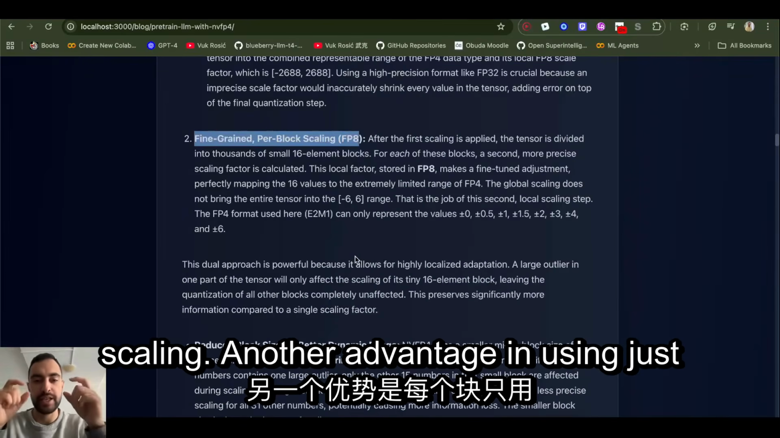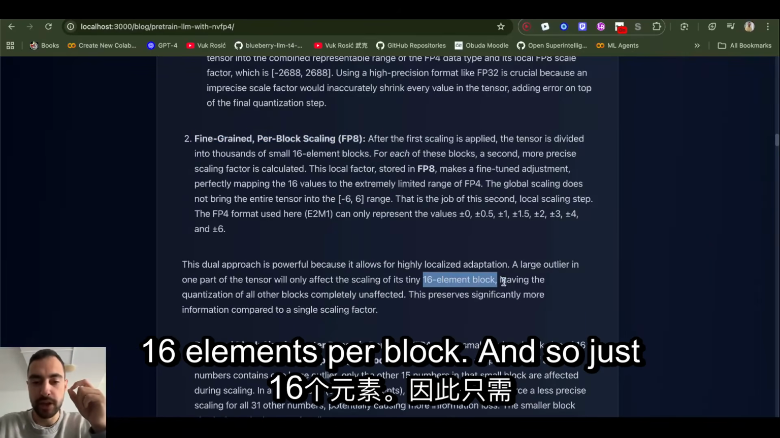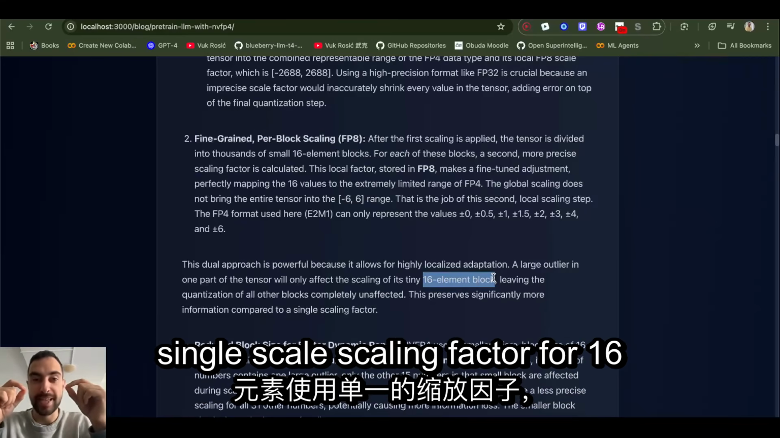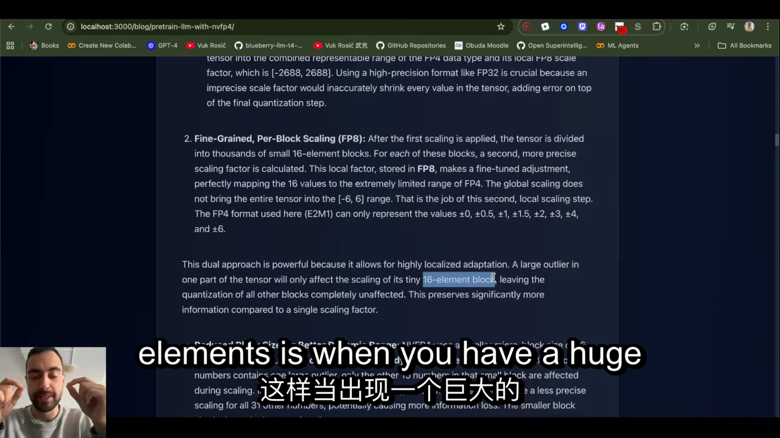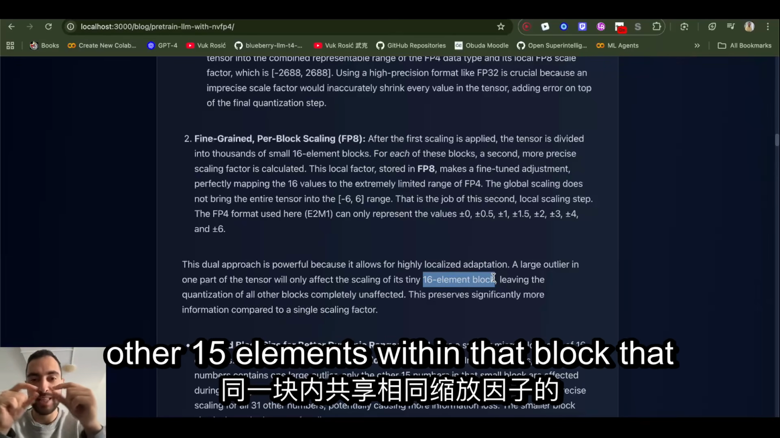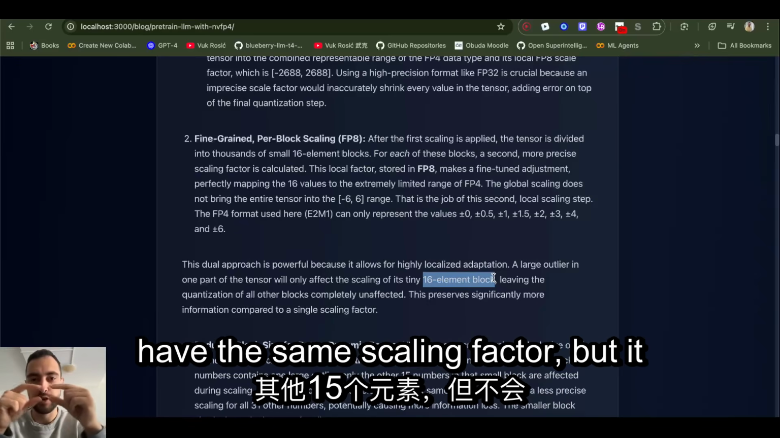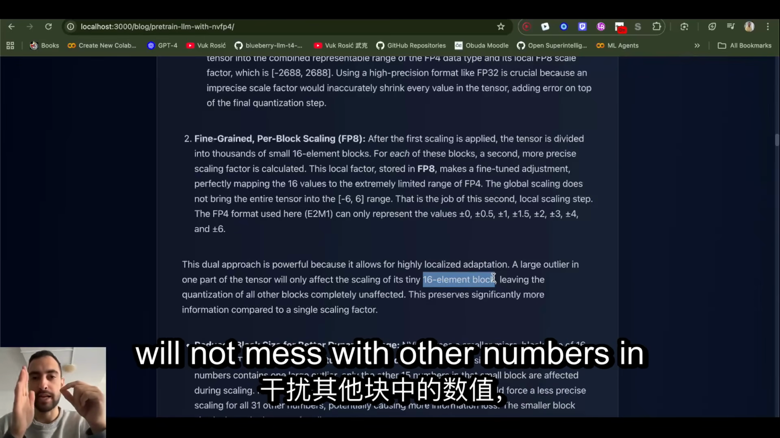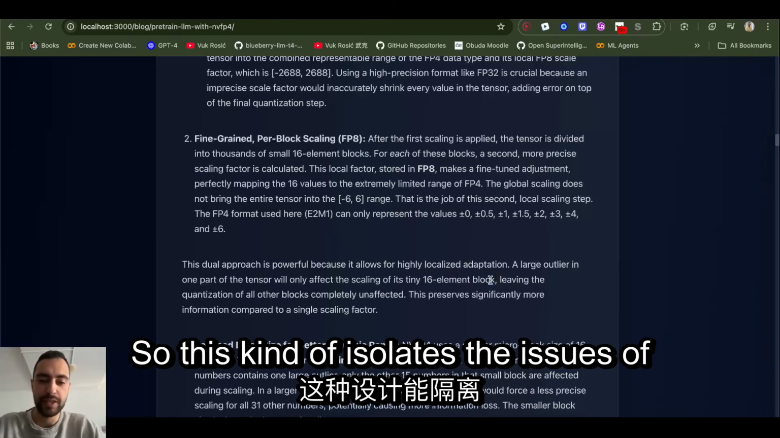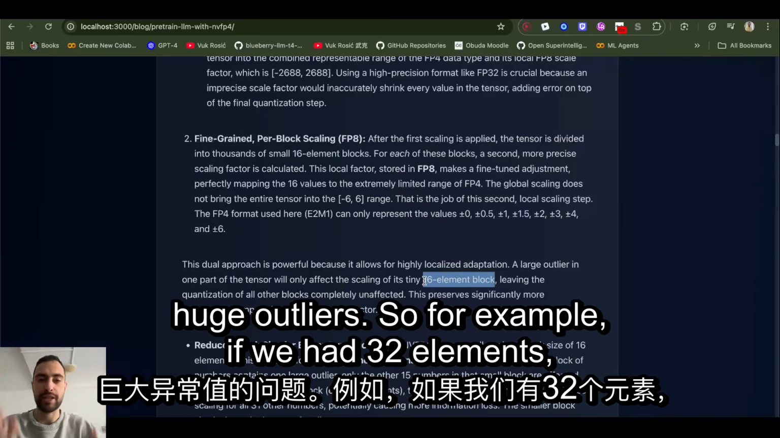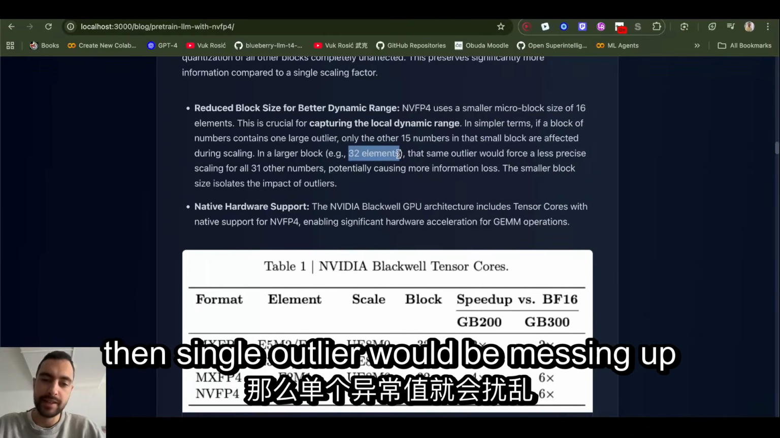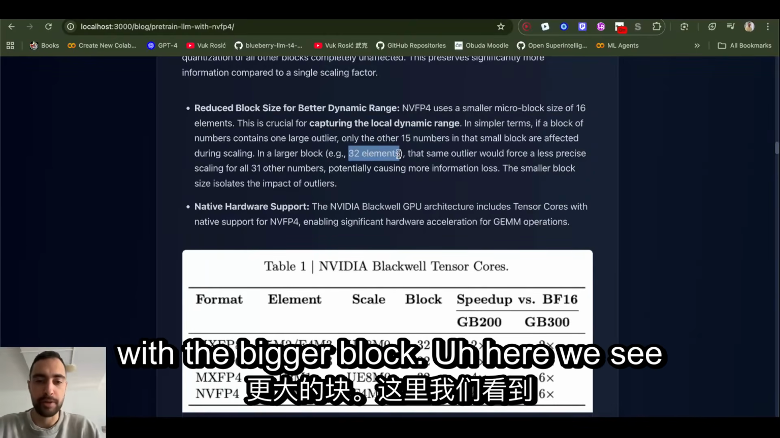Another advantage of using just 16 elements per block, and so just scaling 16 elements to FP4 and having a single scaling factor for 16 elements, is that when you have a huge outlier, it will only mess with the other 15 elements within that block that have the same scaling factor, but it will not mess with numbers in other blocks because they have different scaling factors, so they are separated. This isolates the issues of huge outliers. For example, if we had 32 elements, then a single outlier would be messing up a bigger block.